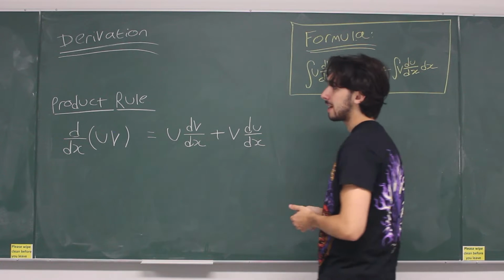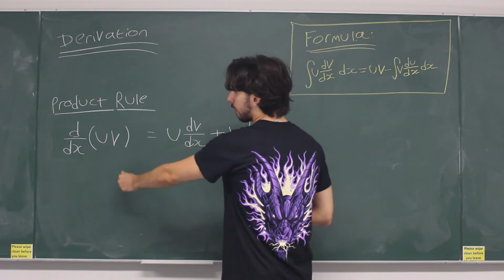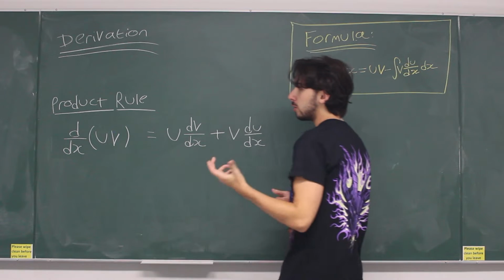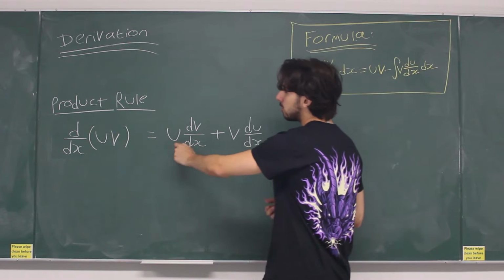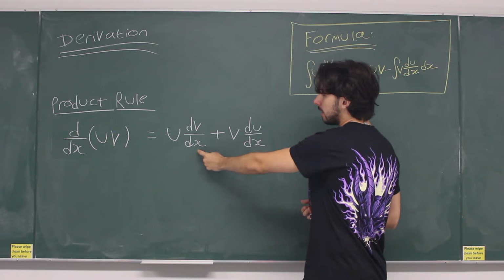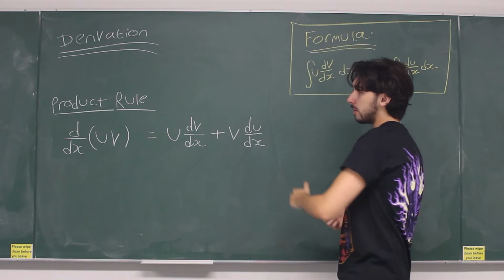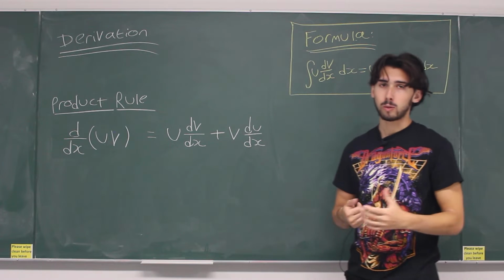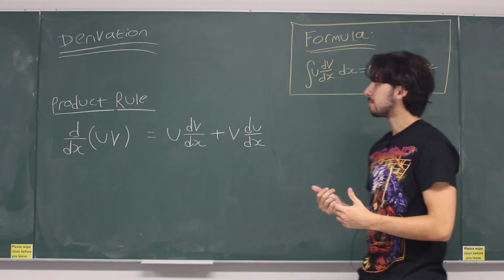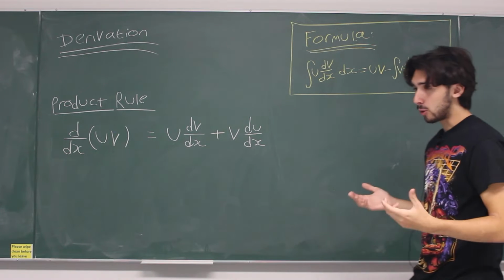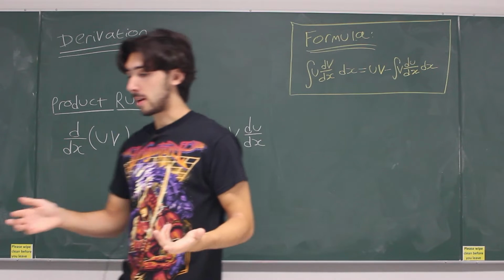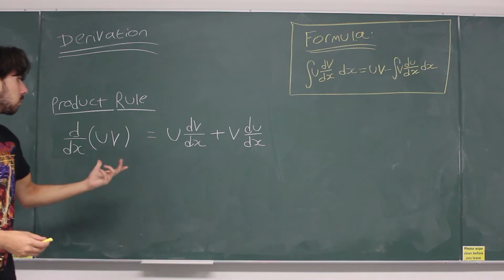Once again, what it says is that the derivative of the product of two functions, so u and v are both functions of x, the derivative of this product is equal to u times the derivative of v plus v times the derivative of u. Again, just the product rule from differentiation. So the way that we're going to essentially get the formula for integration by parts, believe it or not, is integration. We're just going to integrate both sides of the product rule formula.